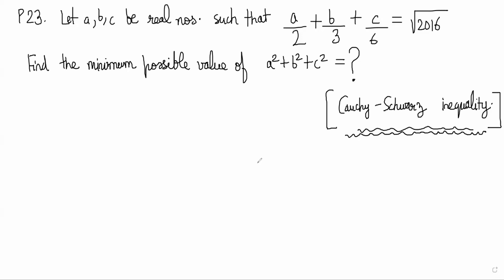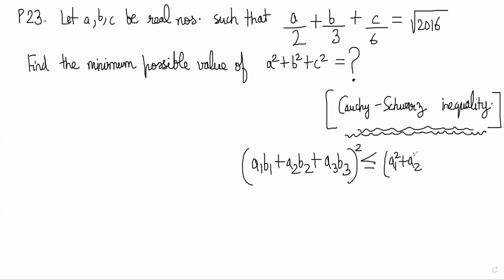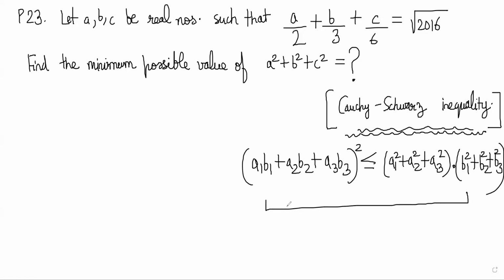Basically, the inequality says that if you have A1 B1 plus A2 B2 plus A3 B3, the square of this will be less than or equal to A1 square plus A2 square plus A3 square multiplied by B1 square plus B2 square plus B3 square. This is the inequality. So I am getting an answer.